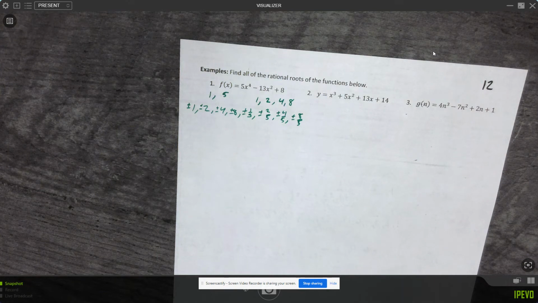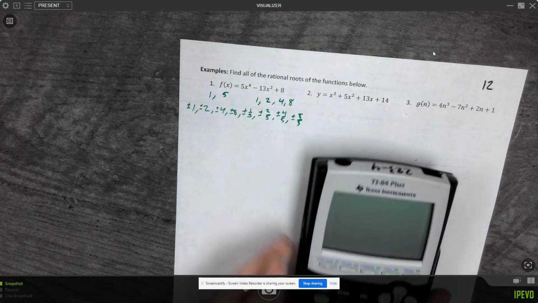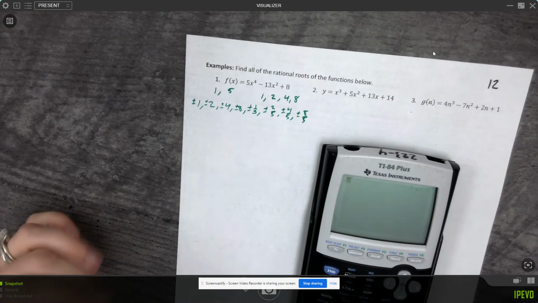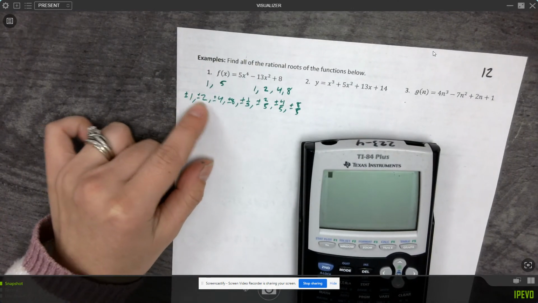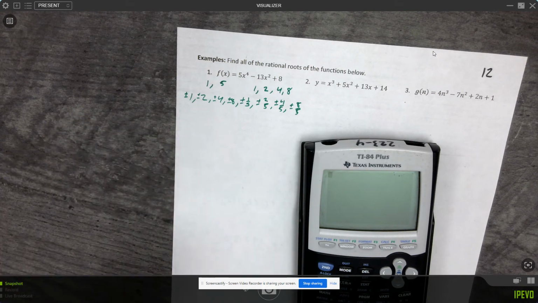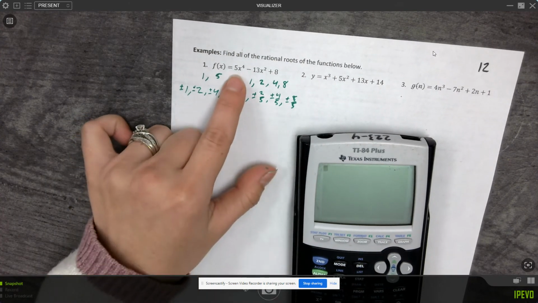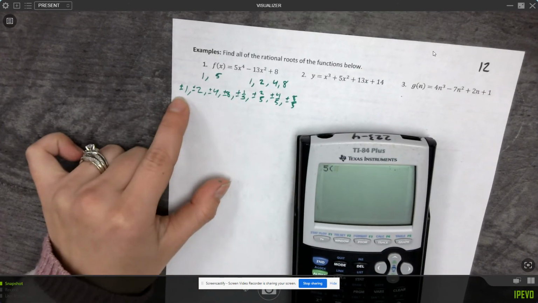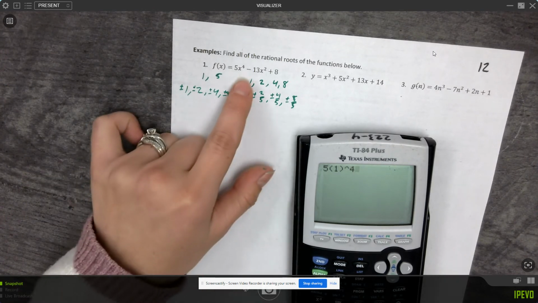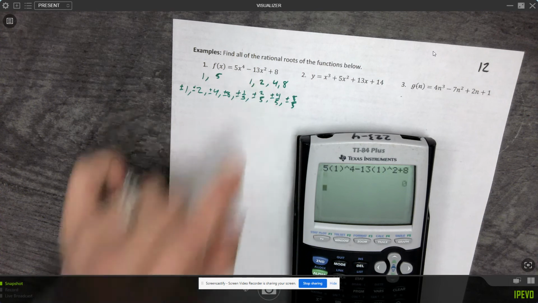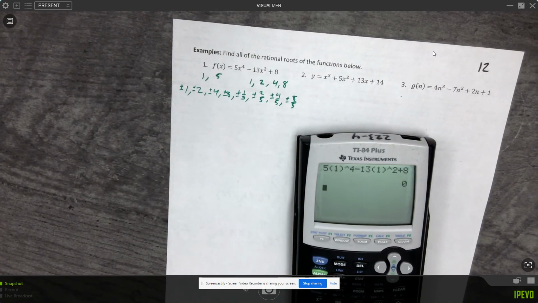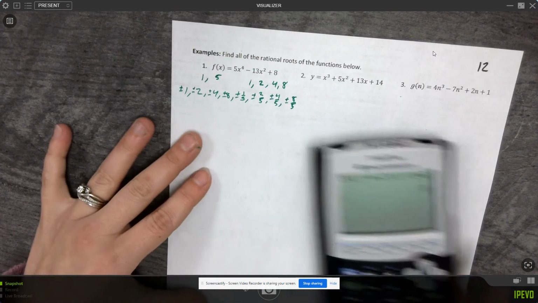So you're going to try the first one. You can pick whichever one you want to start with. There's no right or wrong answer. I go in order. I do 1, and then I do -1, and then I do 2, and then I do -2. So using my function, I'm going to use a positive 1 to the 4th power times 5, minus 13 times a positive 1 squared, plus 8. Oh, look at that, I get 0. That means positive 1 is one of your rational roots.